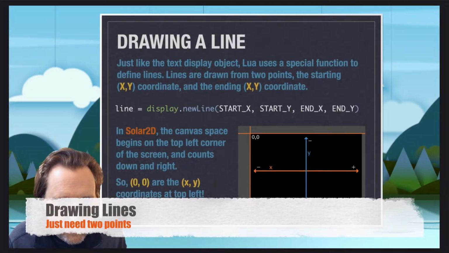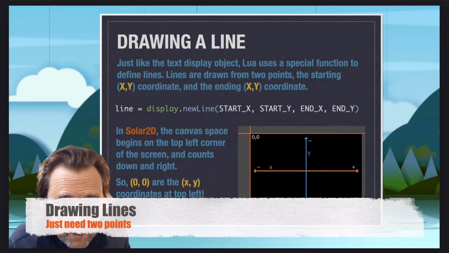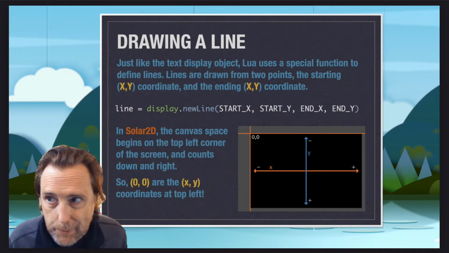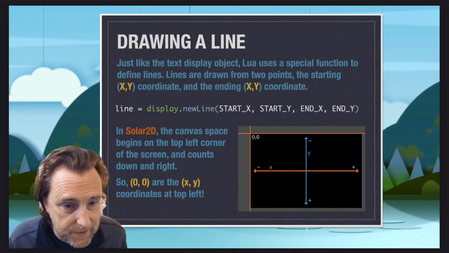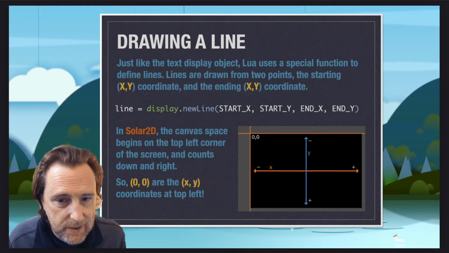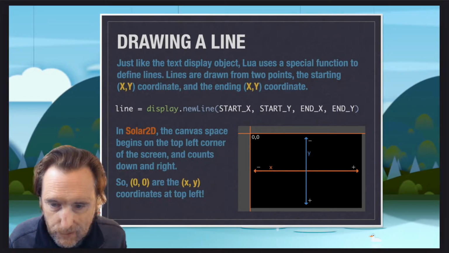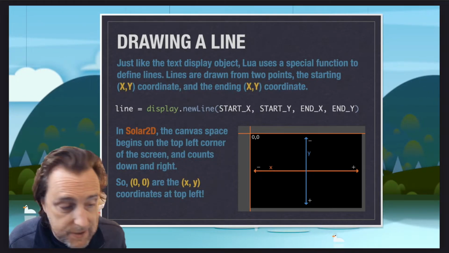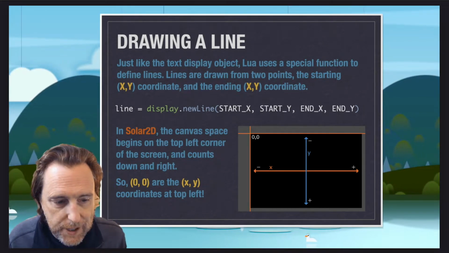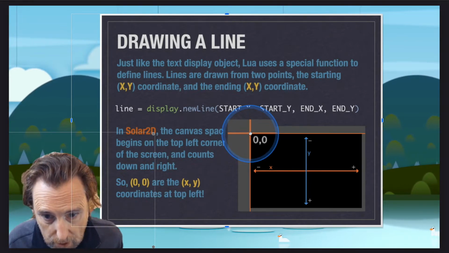All right. So lines are also a pretty common thing to want to be able to draw. Solar 2D has a built-in new line function in the display table. It takes 4 integer values. That's the 2 XY coordinates of the start and the end of the line. A couple things to know. The XY coordinate system starts here in the upper left-hand corner.